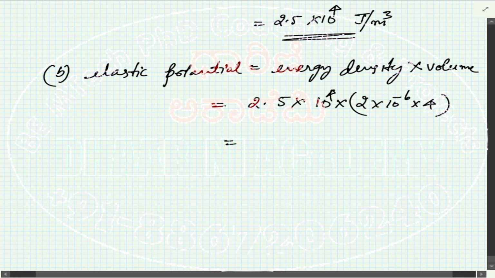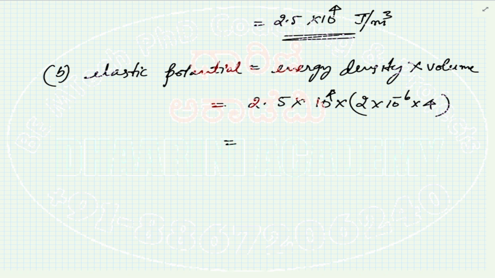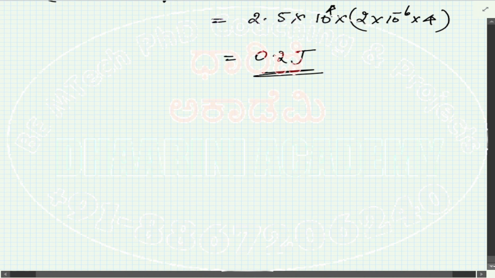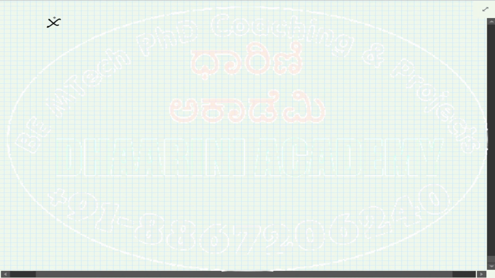Okay, let us substitute these values in the calculator. So that is 2.5 into 10 to the 4 into 2 into 10 to the minus 6 into 4. So this comes to be 0.2. Since it is energy, potential in joules, 0.2 joules is the required answer. All right, let's proceed further.